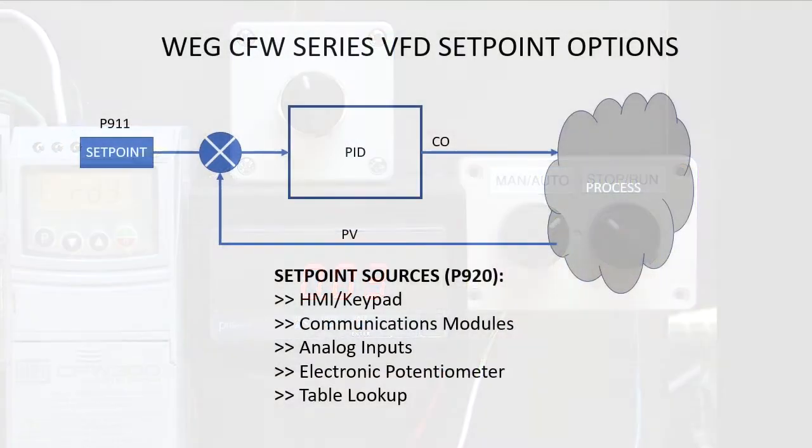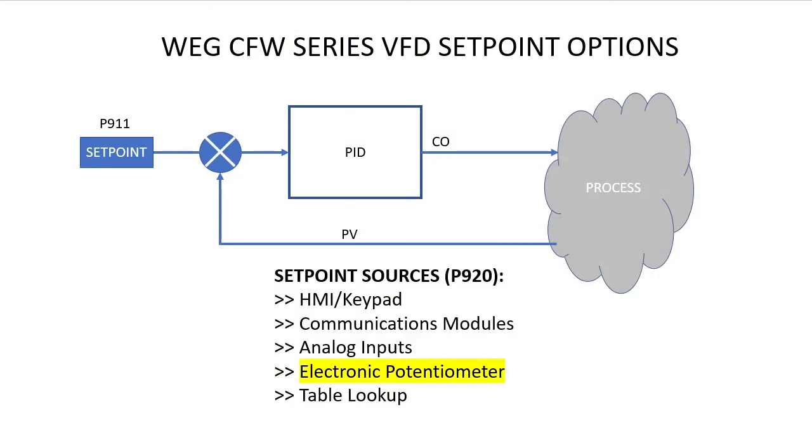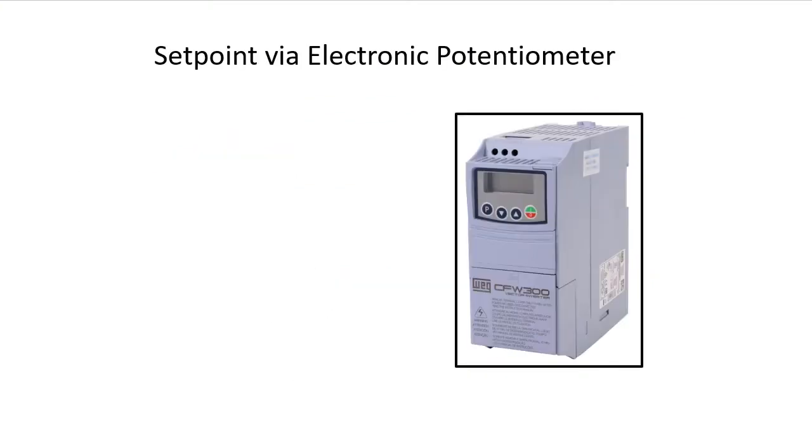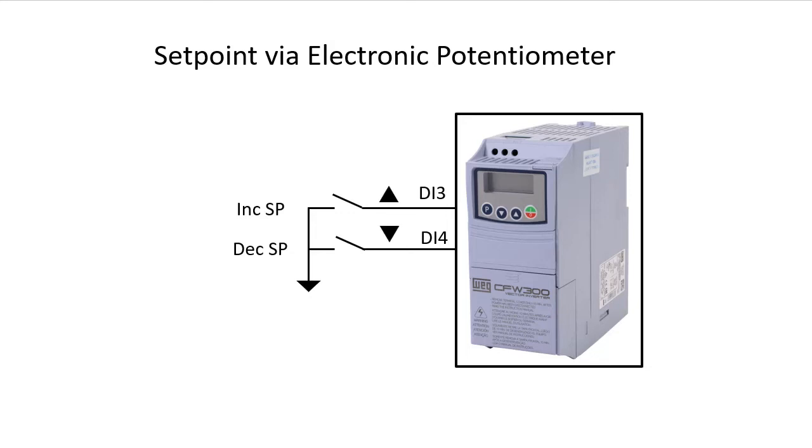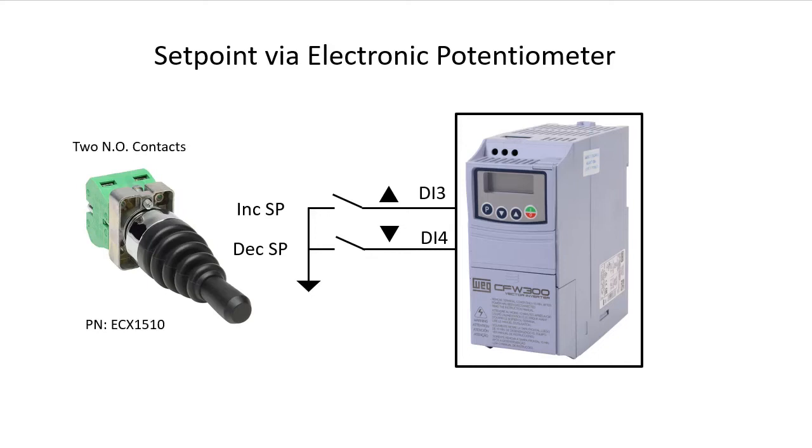The set point can also come from the WEG drive's built-in electronic potentiometer feature. Digital inputs 3 and 4 are used to increment and decrement the set point with switch closures, like you would see on a modern electronic appliance where you press an up arrow or down arrow to change something. I'm using this joystick, which is really controlling 2 switch closures. One closes when I push up on the joystick, and one closes when I push down. You can use any kind of switch closures you want. I chose this one because I had it laying around, and it was something a little bit different.